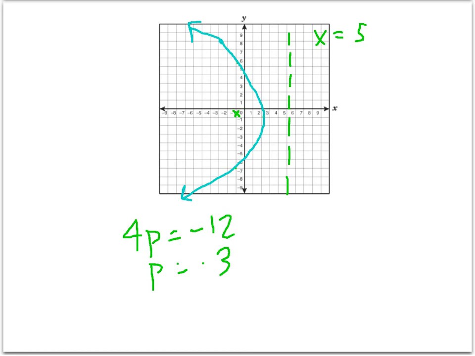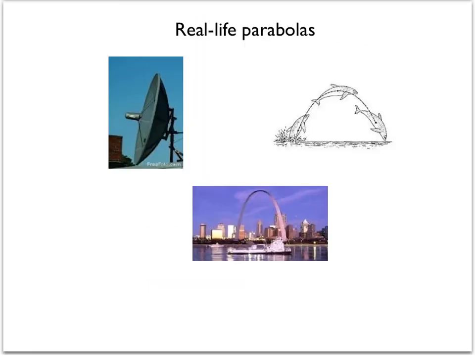So that's a little introduction. Parabolas maybe are the most useful or most seen of the conic sections. Here you see some examples like satellite dishes. There's the Great Arch in St. Louis, good example of a parabola.